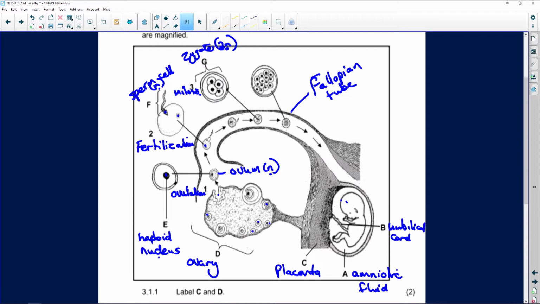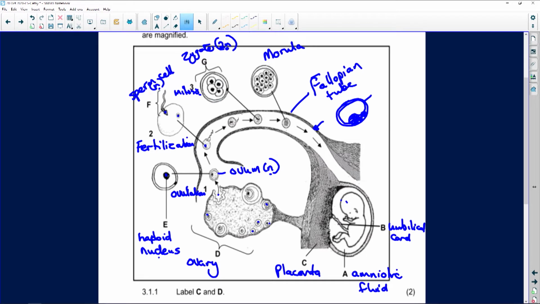And then it carries on to form this structure here. This one is called a ball of cells, or a morula. And the morula carries on getting bigger and bigger. In some questions you need to know that the morula will then develop into a little structure that looks like this: an outer layer, and then a layer that looks like this. These are where all the little cells are, and it develops this little cavity in here.